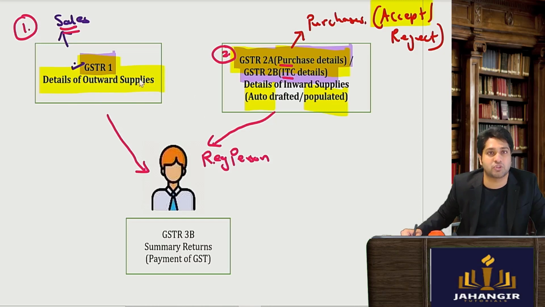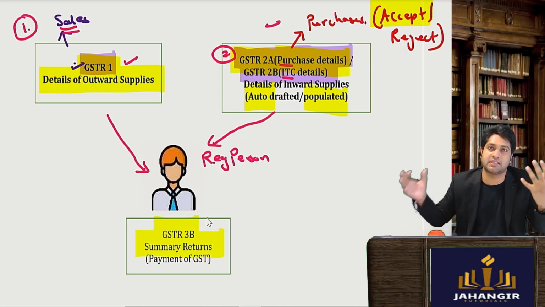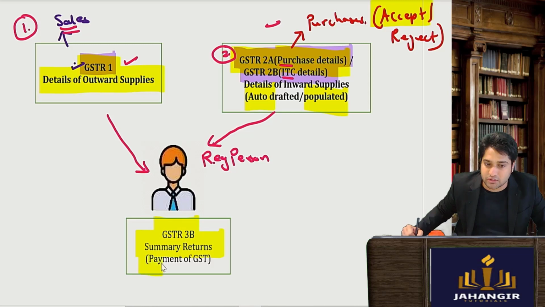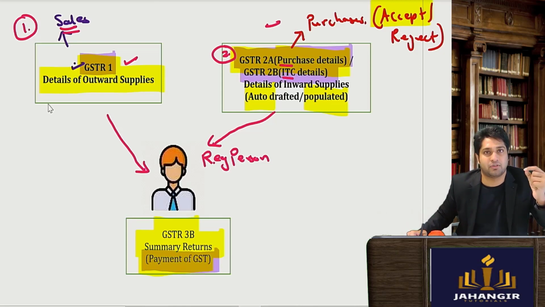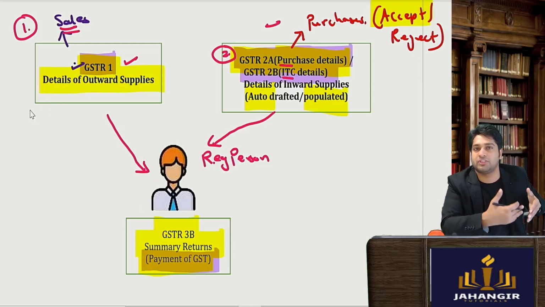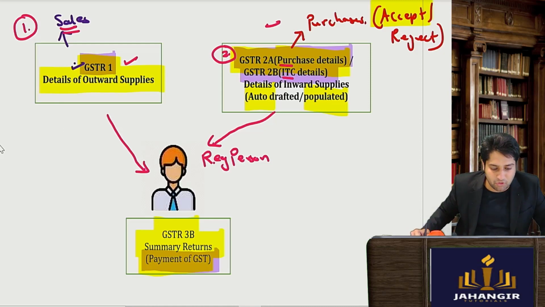On basis of these two, GST on his sales and his purchase, he will file a monthly statement. He will file a statement called GSTR 3B, which is a summary return saying I made purchases of this much, sales of this much, and on basis of purchase and sales details, I will make the payment of GST. So how would it work? From my GSTR1, I made sales and I would have collected a certain amount of GST. That will be called my tax on sales, also called output tax.